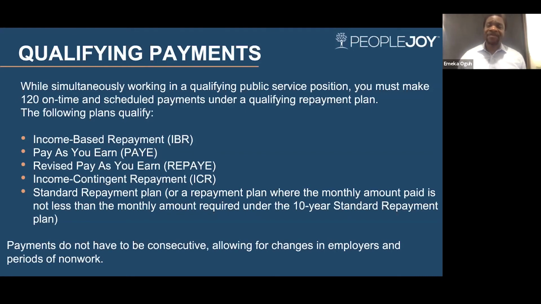The payments do not have to be consecutive. So if you made 12 on-time payments and then you had to take a break, or you stopped working, you can just pick up where you left off. The timer doesn't reset. So that's one of the benefits of the program, which allows for changes in employers and periods of non-work.